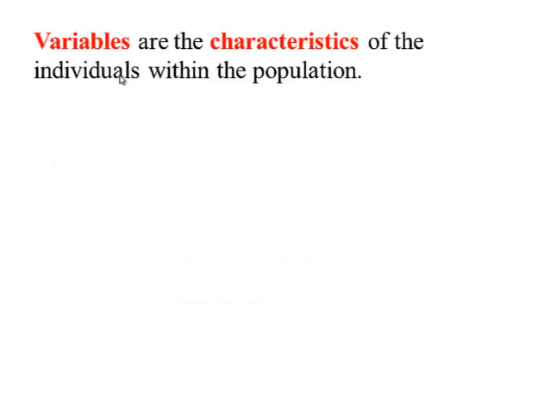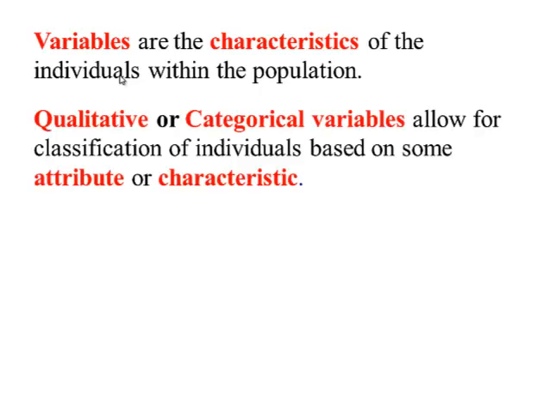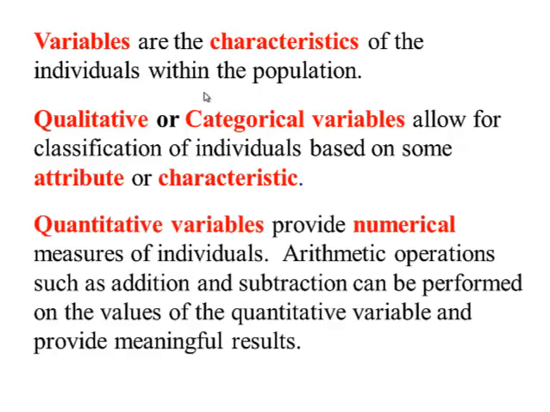Variables are characteristics of individuals within a population. We're going to classify these variables as qualitative or quantitative. Qualitative, or sometimes known as categorical variables, allow for some classification of individuals based upon some attribute or characteristic. For example, eye color, favorite type of music, the town that you live in. All these are categories.